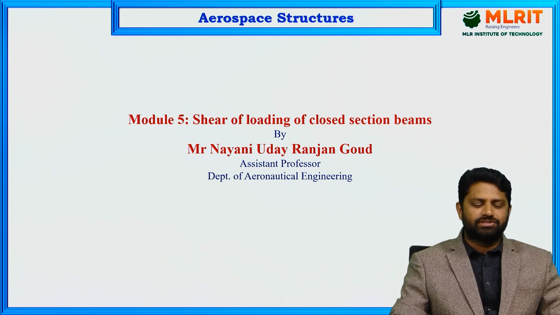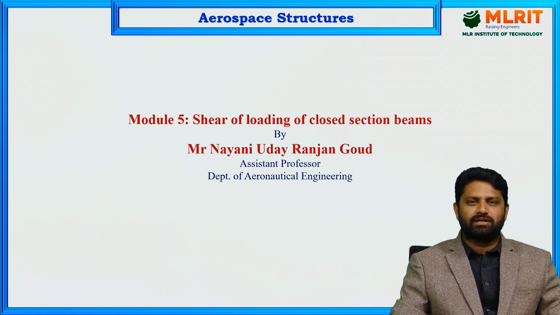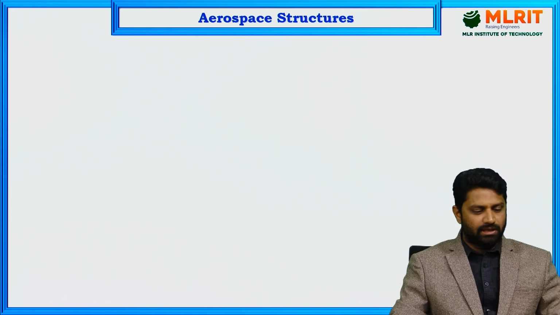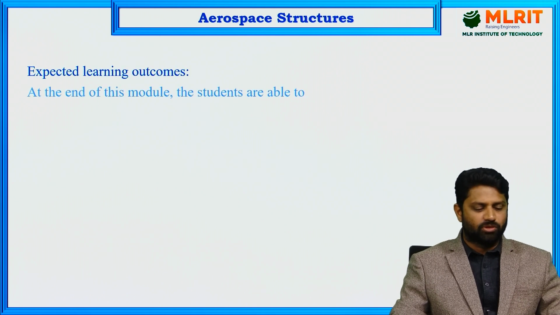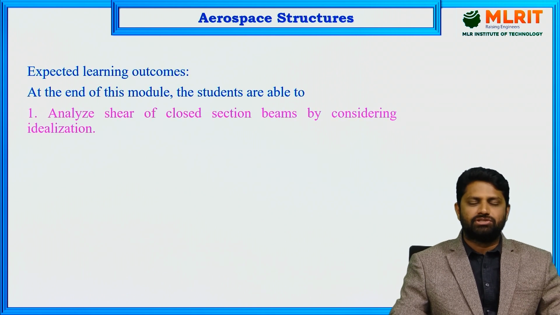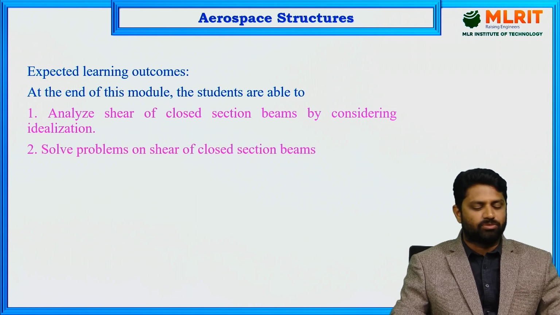In the last session, we discussed shear of open section beams subjected to different shear loads, and we calculated the shear flow in open section beams by considering the idealization. Now we are extending the analysis of open section beams to closed section beams. The learning outcomes in this module are that students are able to analyze shear of closed section beams by considering the idealization and solve problems on it.